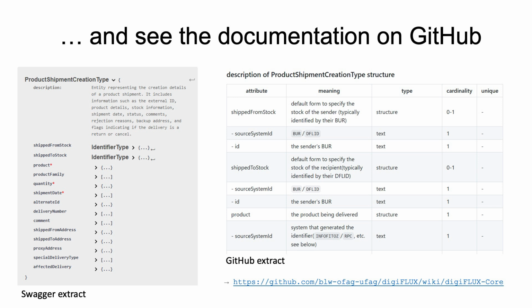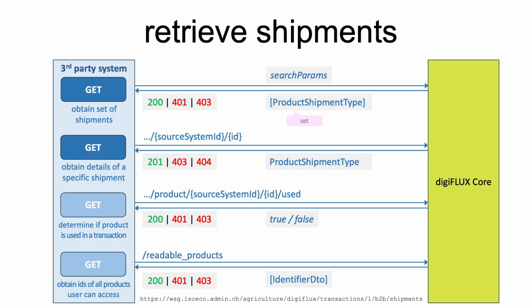And apart from POST, PUT, and DELETE, there are, of course, also statements to retrieve information. So if you want to find out what shipments you have already sent to digiFLUX, you can use a GET service. The first one is to receive a set of product shipments. You use the GET service together with a set of search parameters, and anything that matches your filter criteria will come back as a set of shipments.